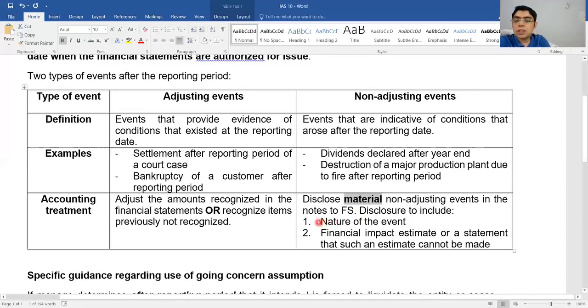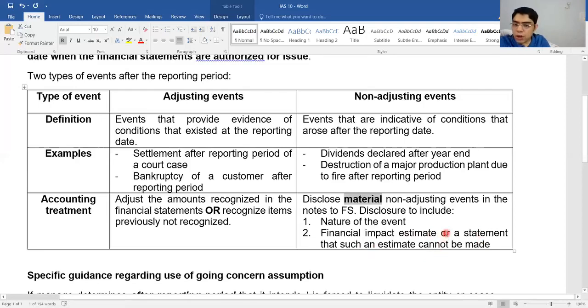The management would have to disclose the nature of the event. The nature of that non-adjusting event, for example, that it's a dividend declaration, and a financial impact estimate, that is, what the financial consequences of that particular event are. Or in circumstances where it's a peculiar, abnormal, unusual situation, or a situation of a continuously evolving nature, a statement that such an estimate cannot be made.